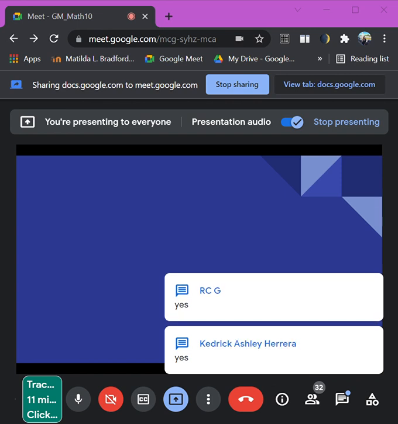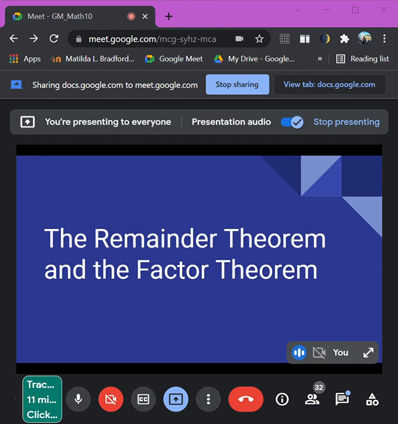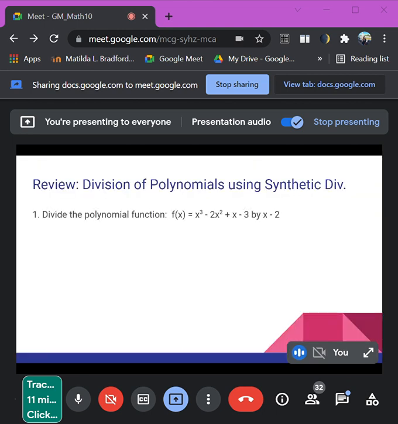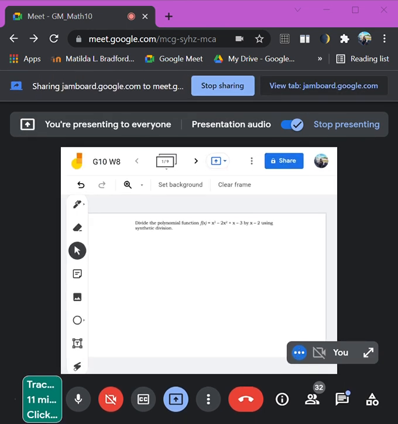Okay, yes. So we have here the remainder theorem and the factor theorem. So we are going to know what is the use of this remainder theorem and factor theorem in our division of polynomials. So let's have a review of this division of polynomials using synthetic division. So we have there, our given is f of x equals x cubed minus 2x squared plus x minus 3, divided by x minus 2. Okay, so we are going to use Jamboard in solving this one.